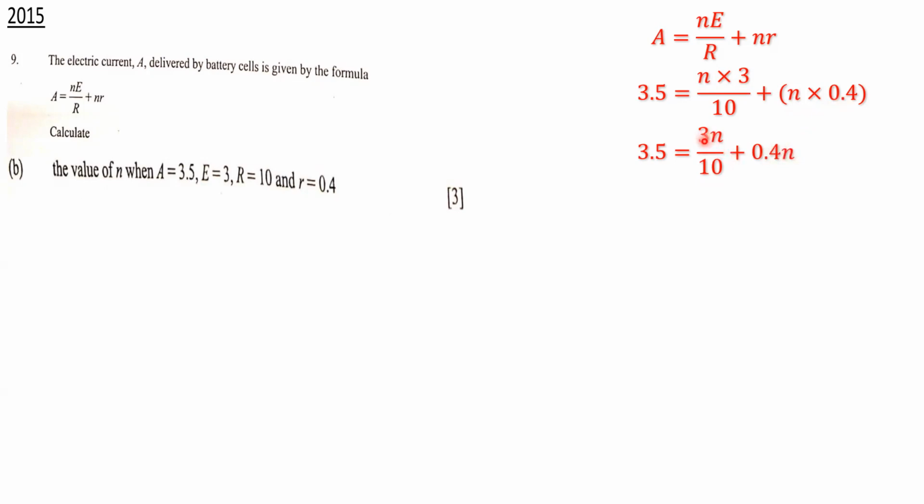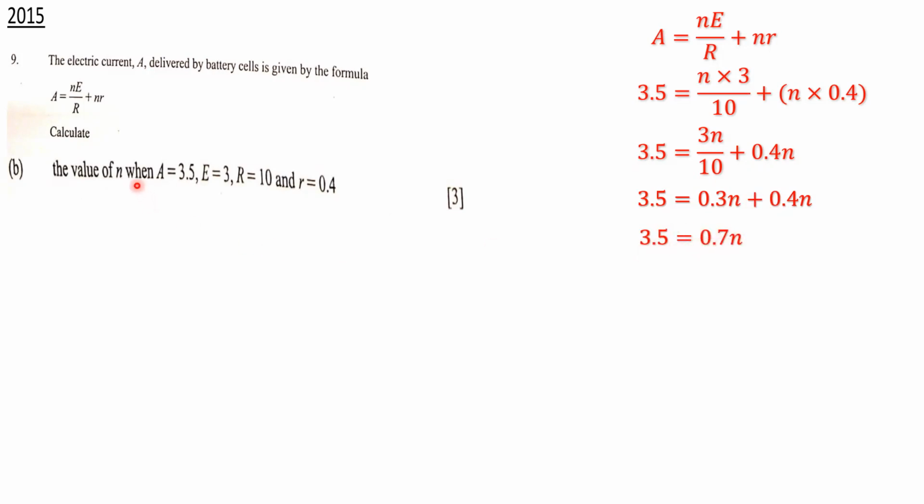Now we must divide. What is 3 divided by 10? Well, 3 divided by 10 is 0.3. So we have 0.3n plus 0.4n. We just got to add them. What is 0.3 plus 0.4? That's going to be 0.7n. And so we have 3.5 equals 0.7n.